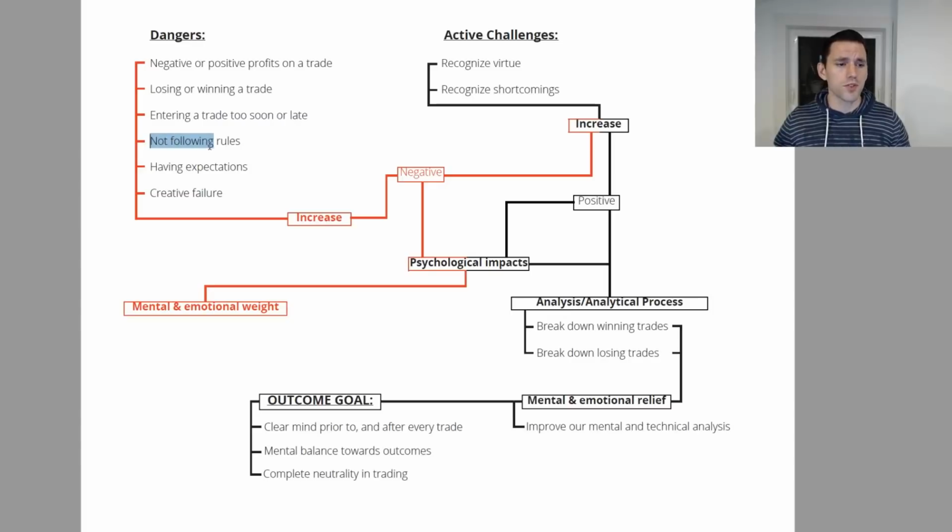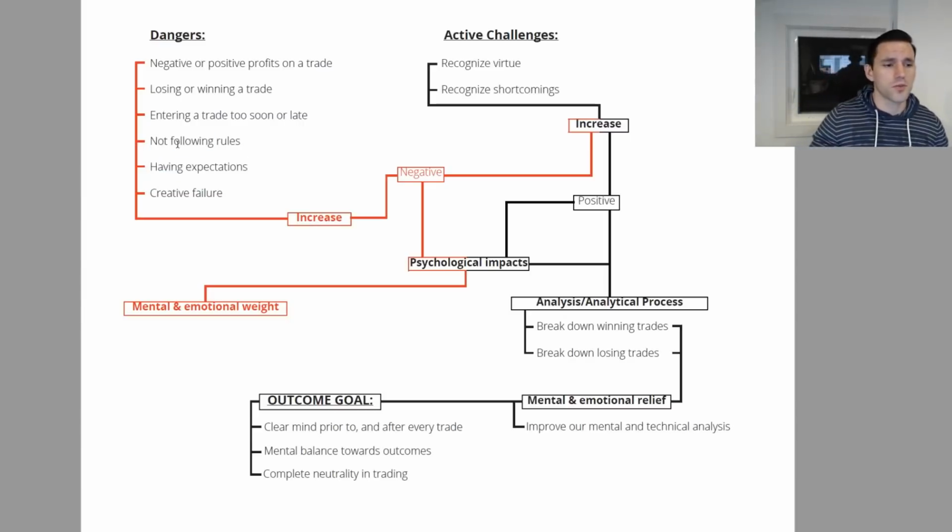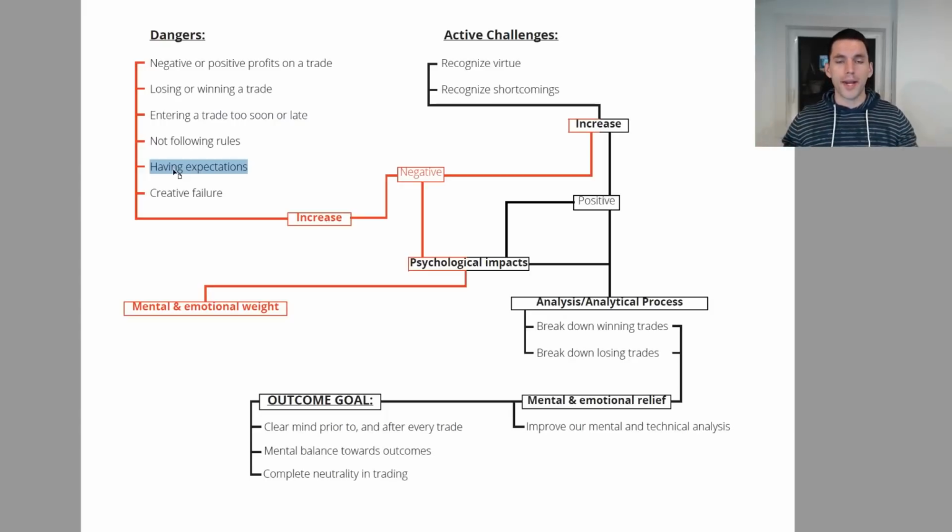You have to follow your rules, your mental rules and your TA rules, your mental and technicals, right? And having expectations, right? Not following the rules, we're not going to go over that one too much. It's pretty self-explanatory. You don't follow the rules, you're going to create that preset idea that it's okay to constantly do this.